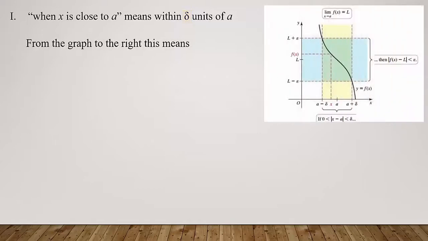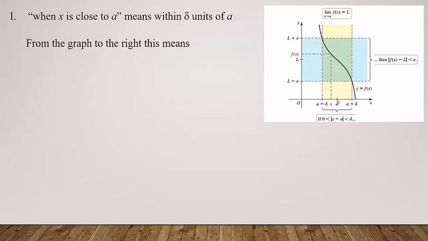Part one, the informal definition that says, quote, when x is close to a. Mathematically, when x is close to a, that means we want to be within delta units of a. That's the Greek letter delta. Now I'm going to use this graph over here to the right to help make sense out of this. There's my a. So when x is close to a, that means we want to be within delta units of a. So, delta is going to be some positive number.